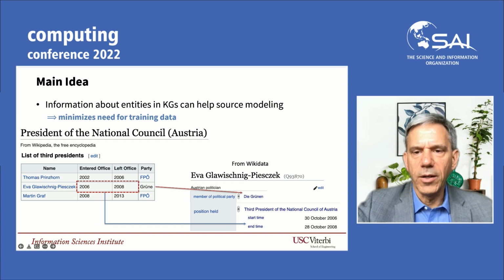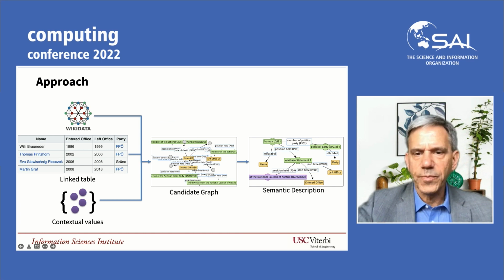So let me talk a little bit more about how we do it. Oh, and notice these links here, right? So notice that for Eva, the corresponding start time and end time also show up in Wikidata. Even the party that she's in also shows up. There are some minor differences here that we have to deal with.